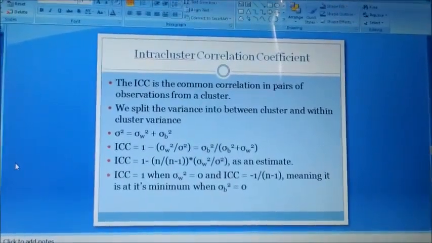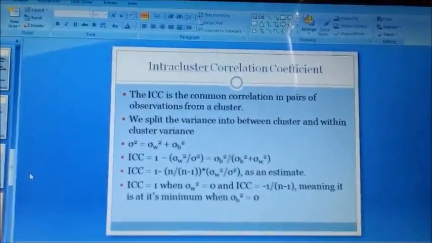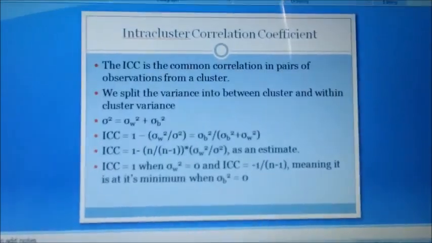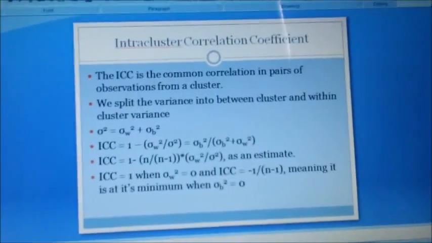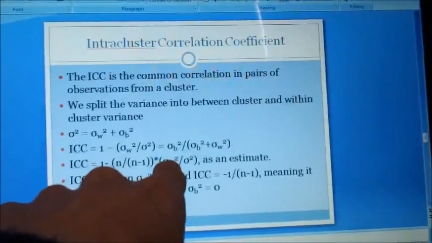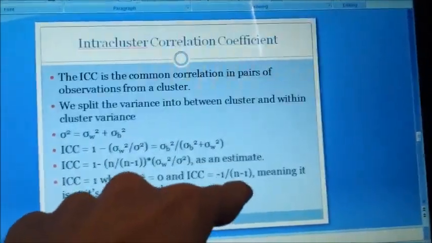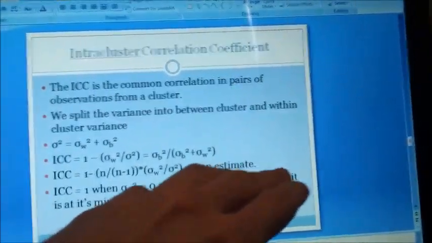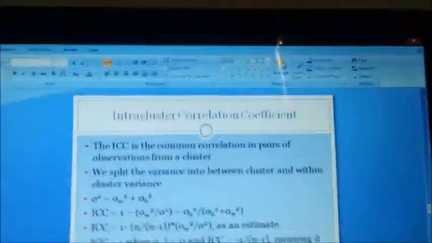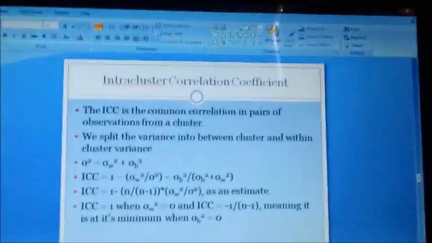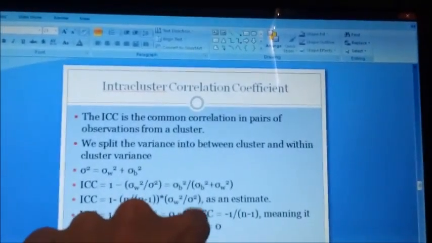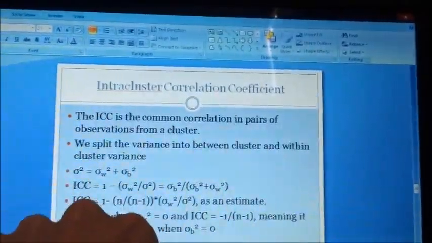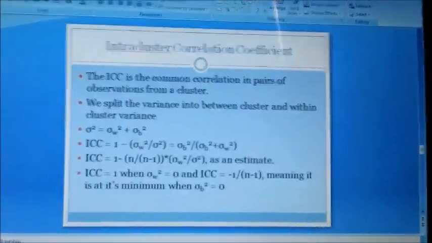And we know that ICC is equal to -1 over n minus 1, which is at its minimum when the between cluster variance is equal to 0, because this figure here is equal to the standard deviation minus b. So we have standard deviation over standard deviation, which is 1, and then standard deviation of b over standard deviation, which is 0. So this thing just becomes 1. We have 1 minus n over n minus 1, and that comes out to be -1 over n minus 1.